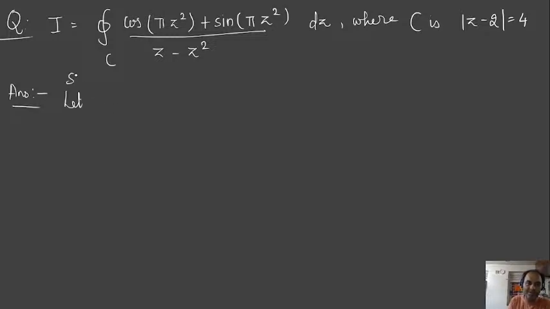So step number 1, you let z minus z square equals to 0.